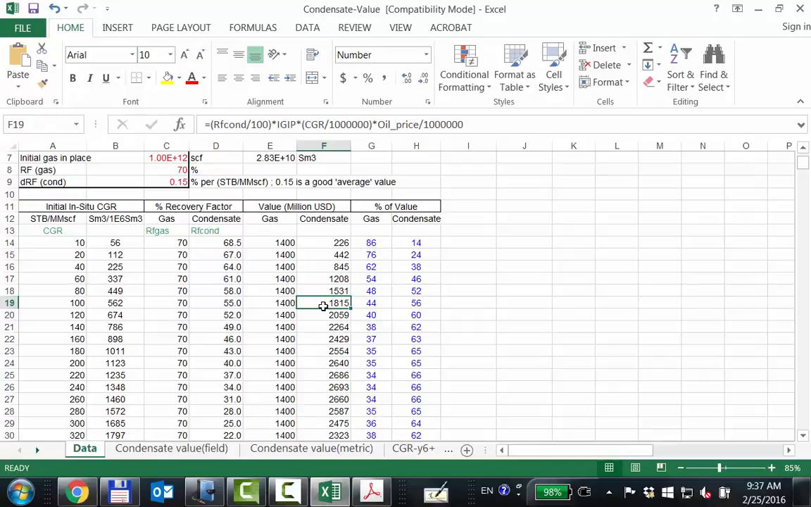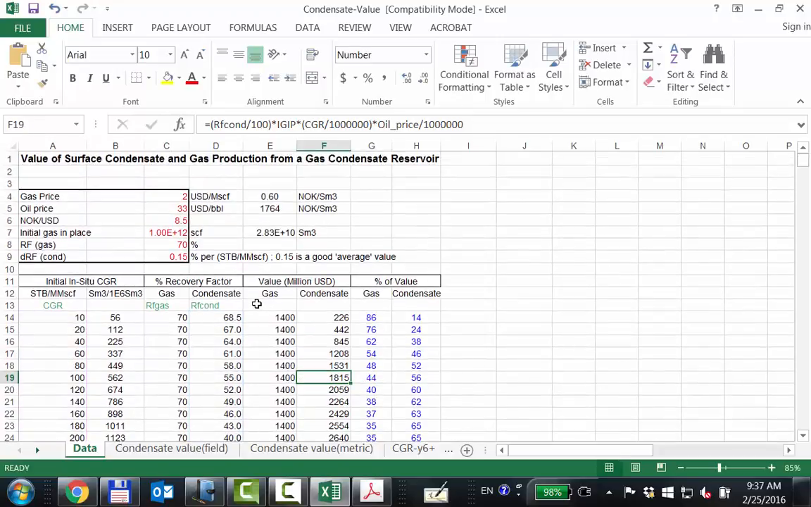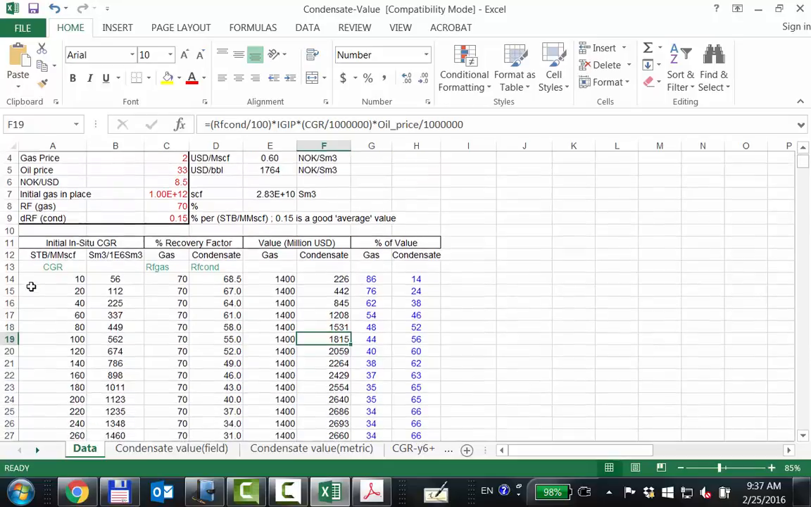Let's see here. Well, let's just put it in there as a column, I guess. Well, okay.